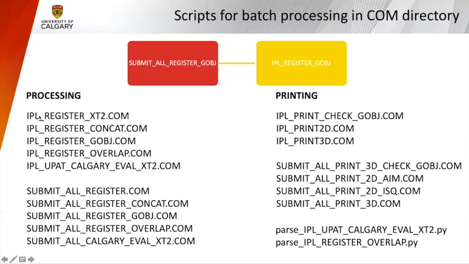This file here, called IPL register xt2, is what's called by our submit all register script. In the script submit all register, we will call this script 4,000 times, or however many times we have to do it for the study. Same thing with submit all register concat, which is about concatenating multiple of those wonky cubes. We'll call this many times, and so on. The submit all is what we submit to the queues so we can process things. And these are the base scripts, little programs that are doing the job thousands of times for the project.